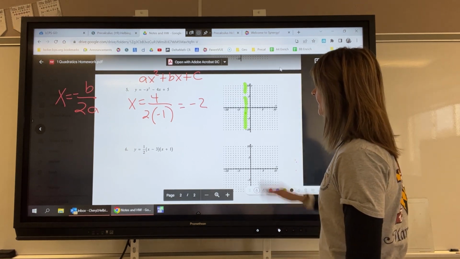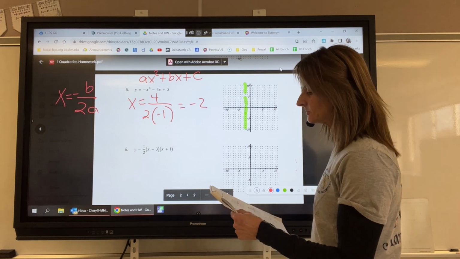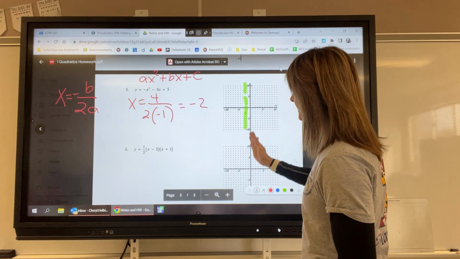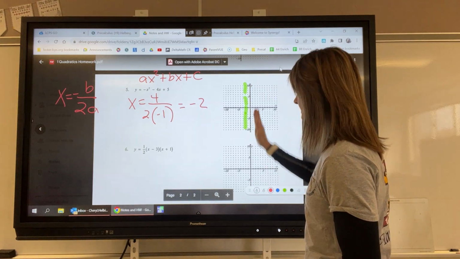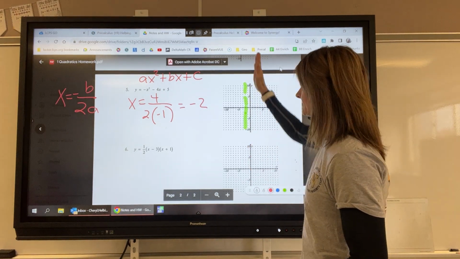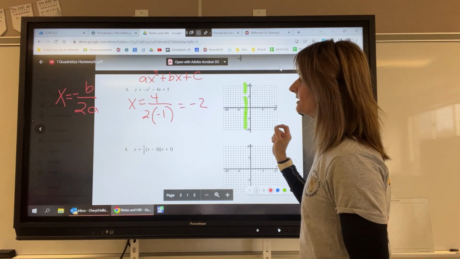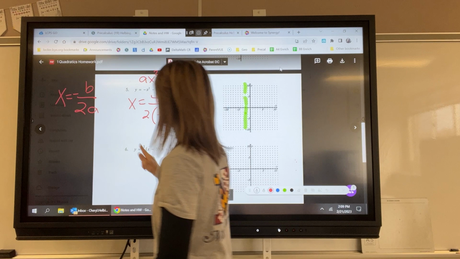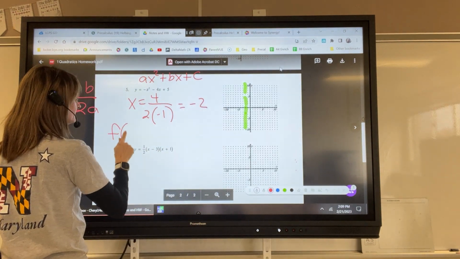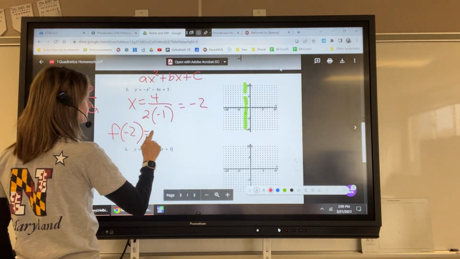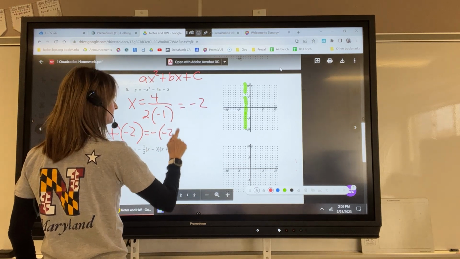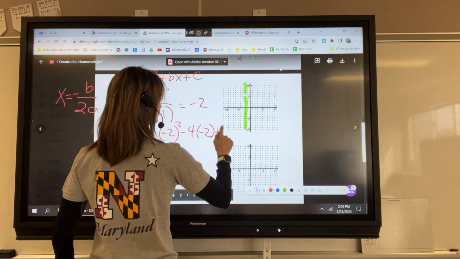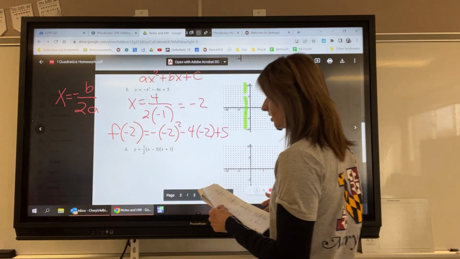Okay, so now that we've got the line of symmetry, we know the x coordinate of the vertex is on that line. That x coordinate is -2. So what we can do is plug in -2 for x. So we can say, what's f of -2 equals -2 squared minus 4 times -2 plus 5. And we get the point that's on that line.